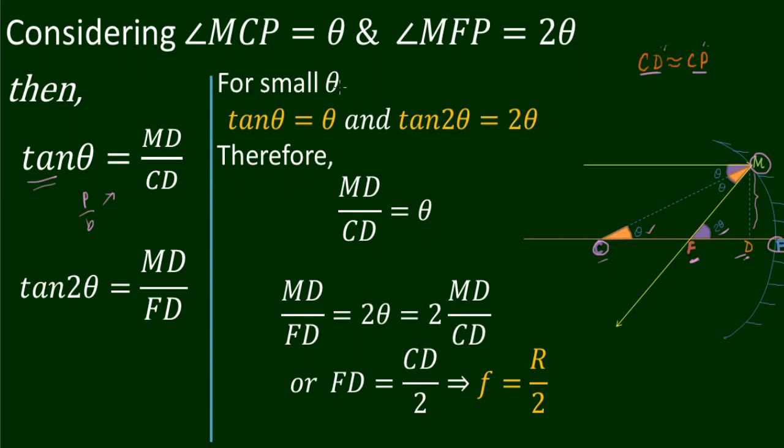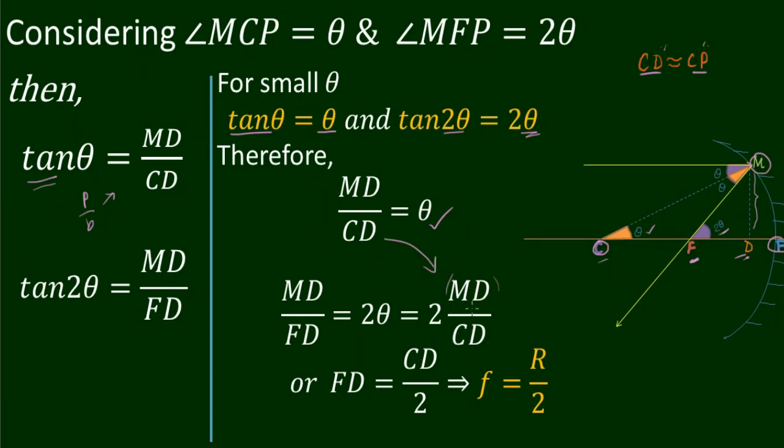Now if theta is very small, we can write that tan theta is nothing but equal to theta, and similarly tan twice theta will be equal to twice theta. This is the assumption for a small theta angle. So we can write MD by CD is equal to theta, and MD by FD is equal to twice theta, because we have replaced tan twice theta with twice theta. And we can put theta here, so MD by CD.